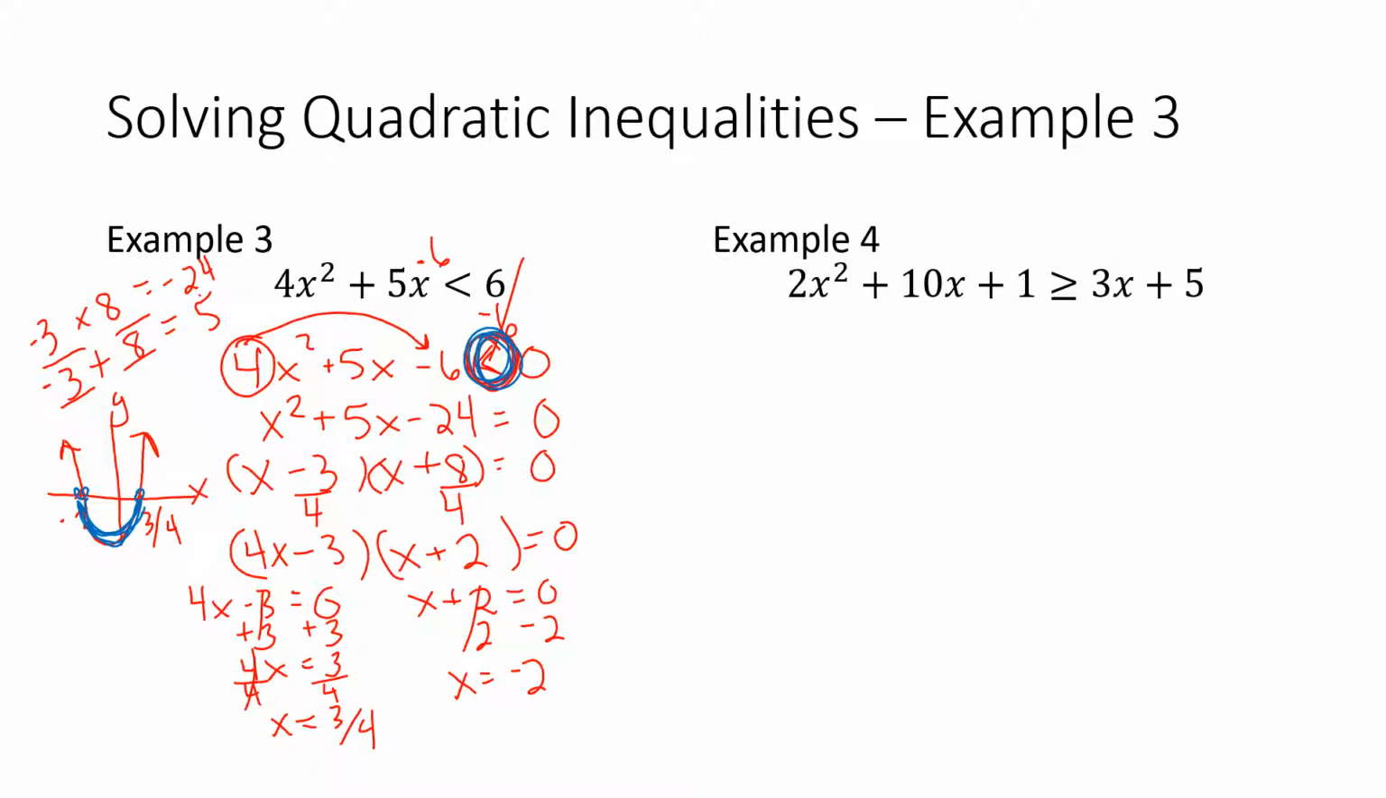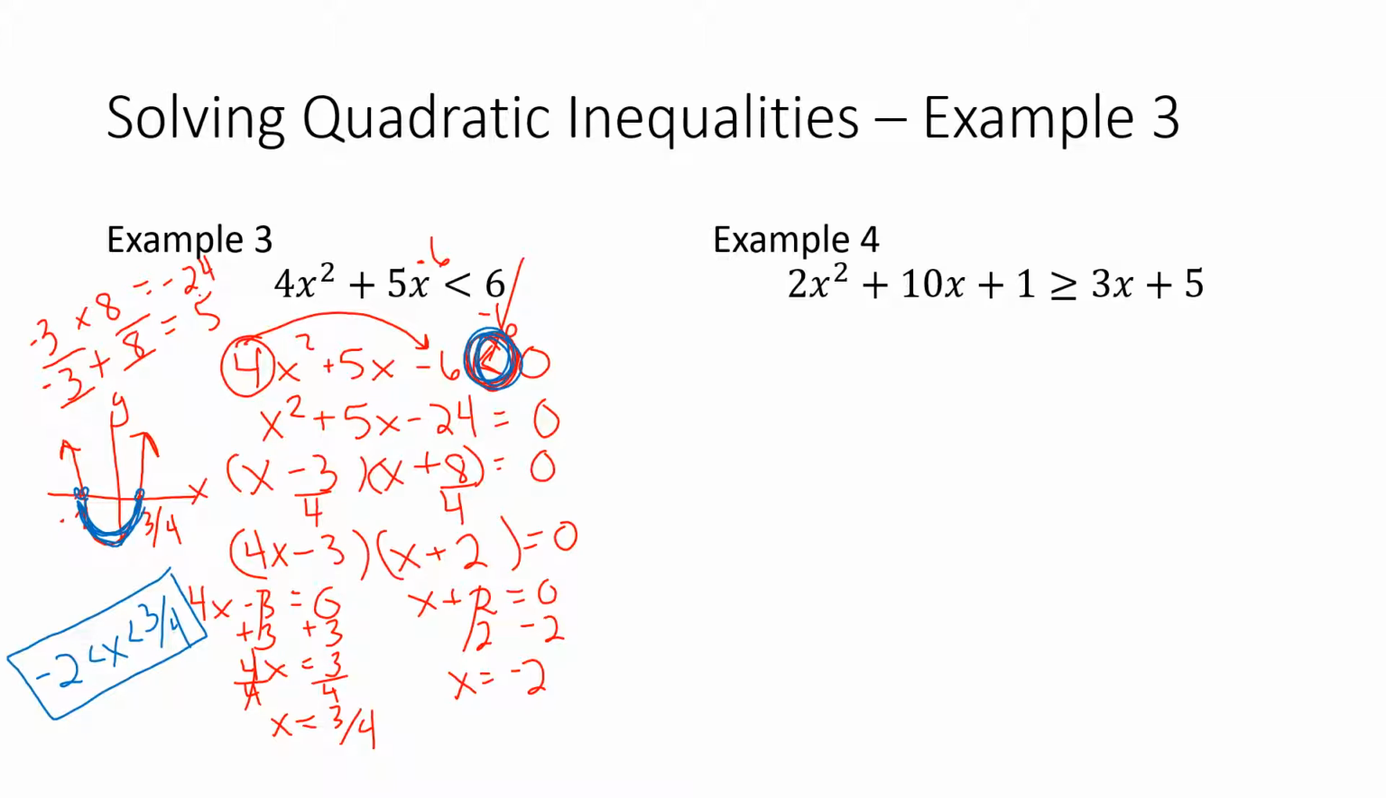So you can see the shading is everything between -2 and 3/4. So writing my final answer, I would write -2 is less than x is less than 3/4. Because the part of that parabola that's shaded is the part in between -2 and 3/4.